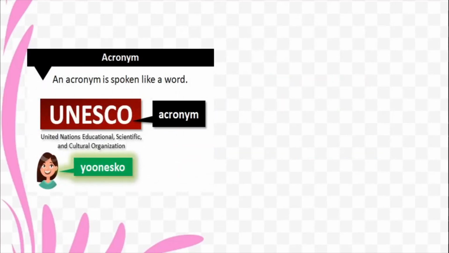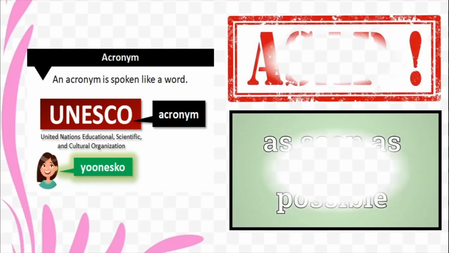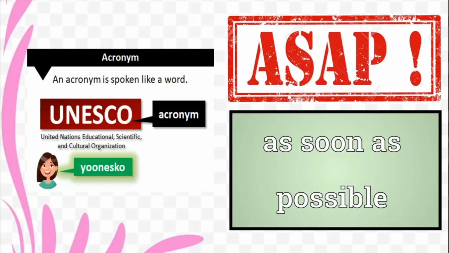See here, UNESCO is an acronym because we say it UNESCO. We don't spell it out. What is UNESCO here? United Nations Educational, Scientific and Cultural Organization. So you say it as a word, you say UNESCO. So this word UNESCO is an acronym. Let's take one more example. See, you say to someone, come here ASAP. Or we say send that paper ASAP. So ASAP means as soon as possible. So even that is an acronym.